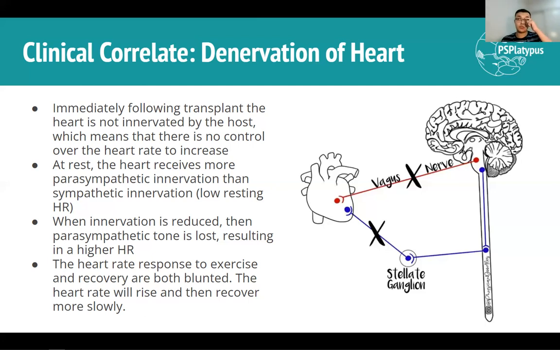Additionally, because you've lost your sympathetic component as well, the heart's response to exercise, which is to increase heart rate and to increase stroke volume, is blunted because of that loss of innervation. And so you can imagine it's important for transplant patients to be careful when it comes to exercise. And that's the clinical correlation of denervation of the heart and how that results in a higher heart rate in transplant patients.